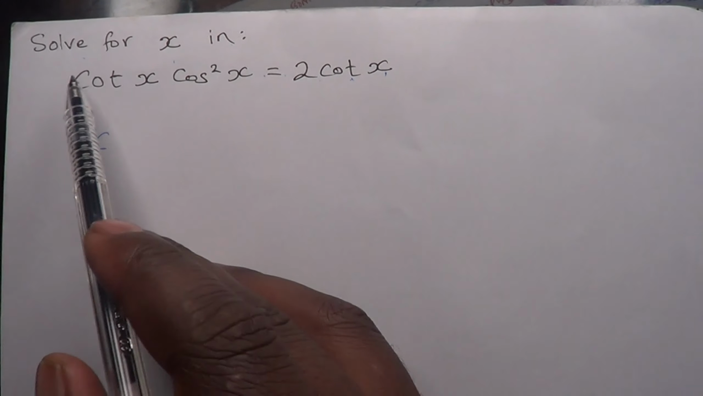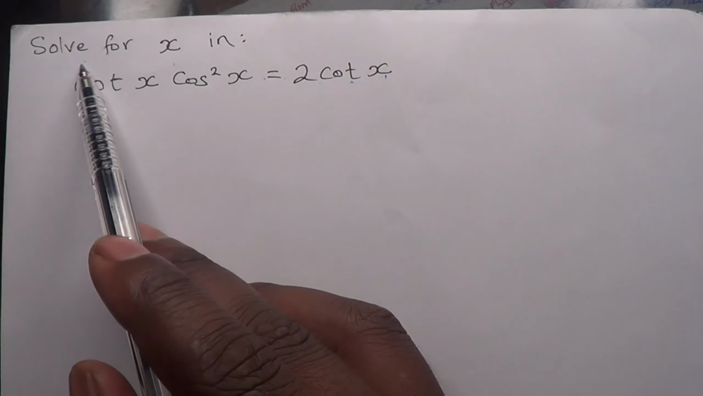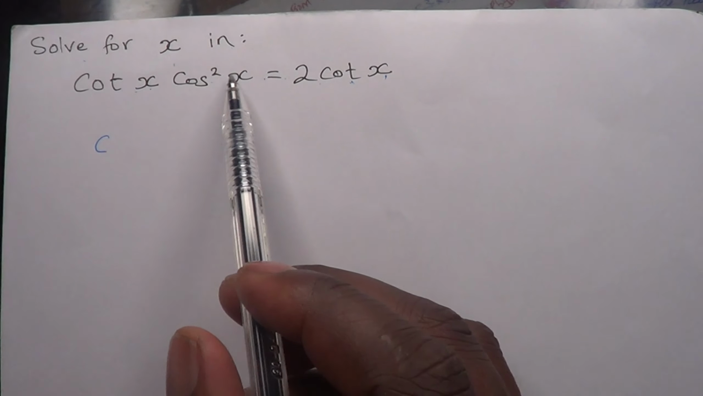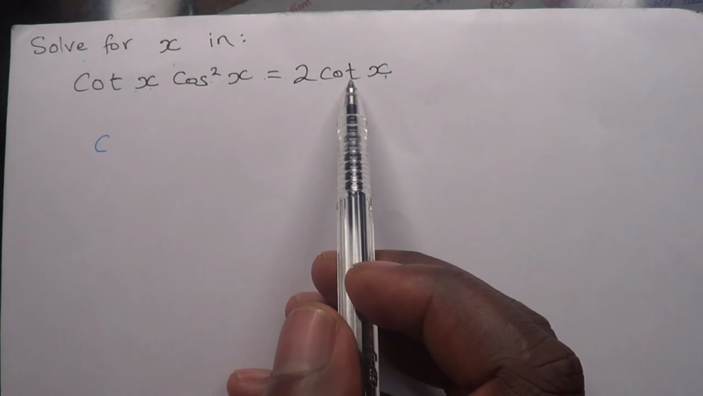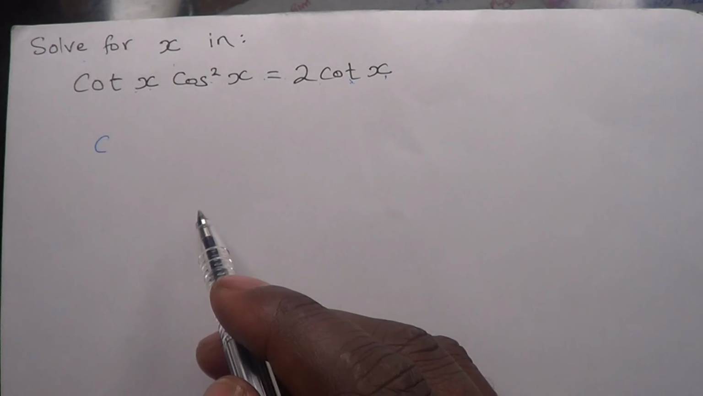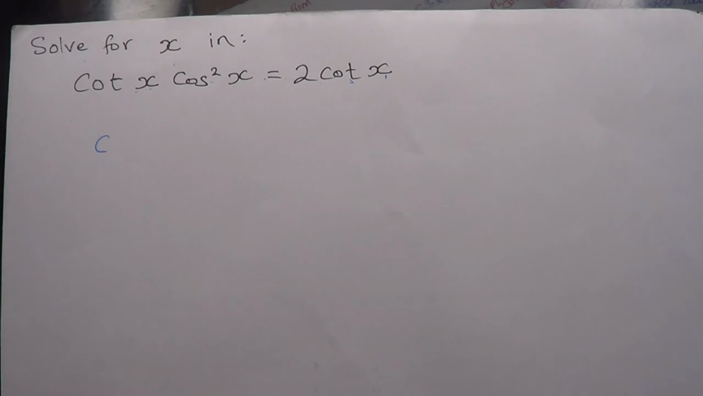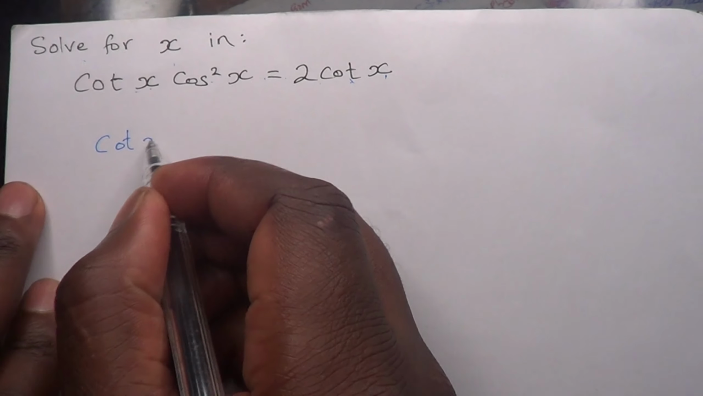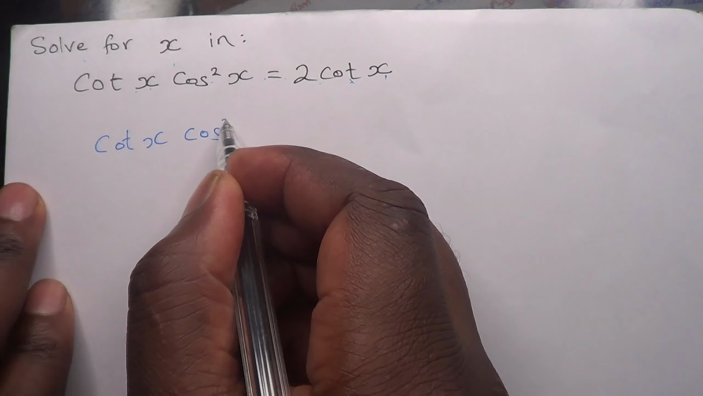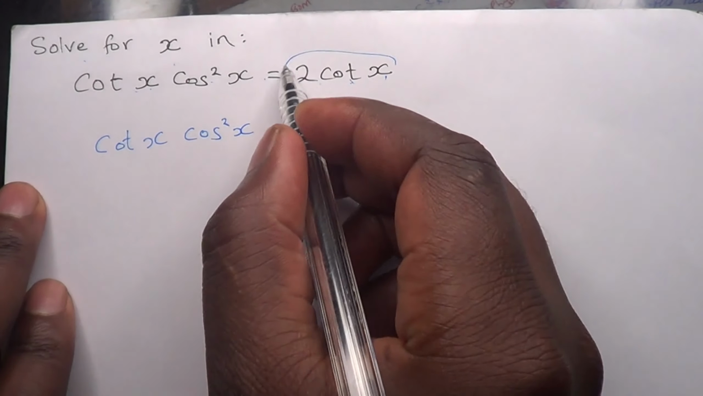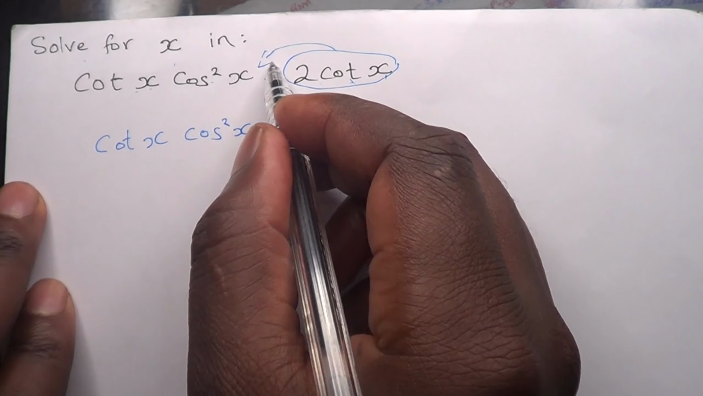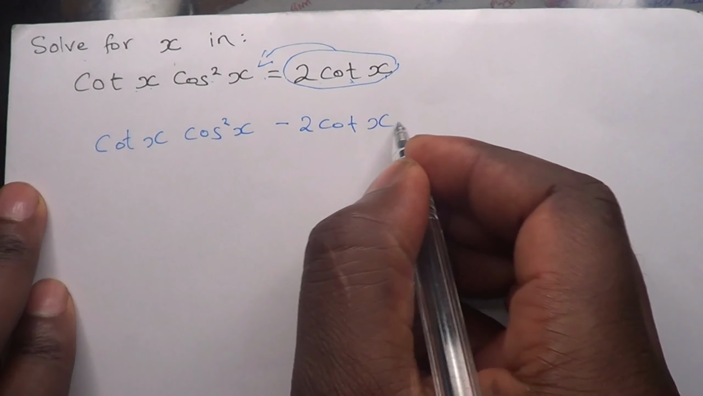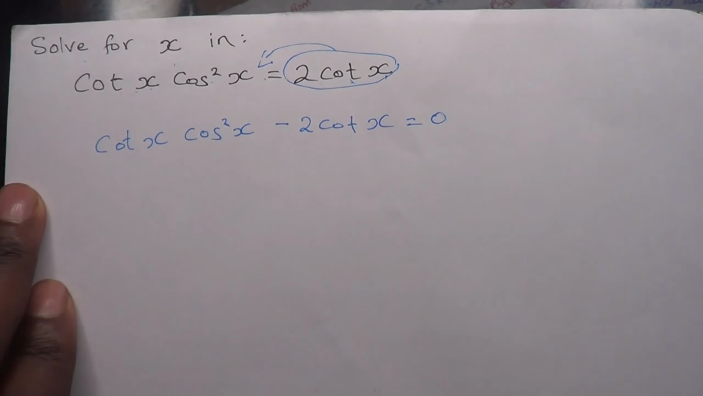So look at this question here. We are being told to solve for x in cot x cos squared x equals 2 cot x. So the first thing we do here is this cot x cos squared x. I need to take this one from here to the other side. Now it would be cot x cos squared x minus 2 cot x equals 0.